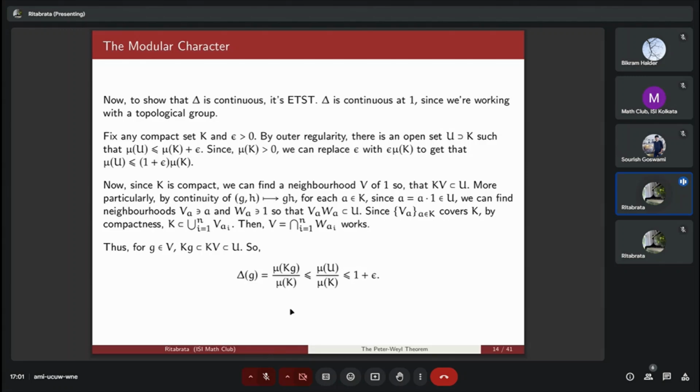It means that I have found a neighborhood around 1. This V is a neighborhood of 1, so that if g is in that neighborhood, delta of g is less than or equal to 1 plus epsilon. This proves continuity from above, like continuity from the right. Now we need continuity from below.